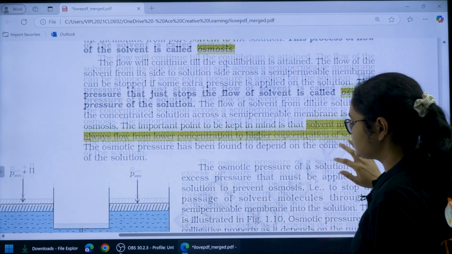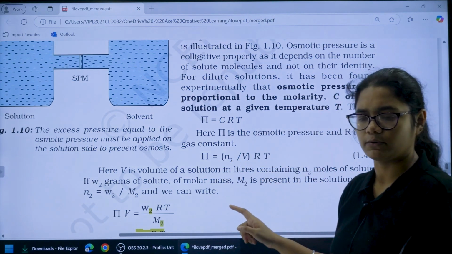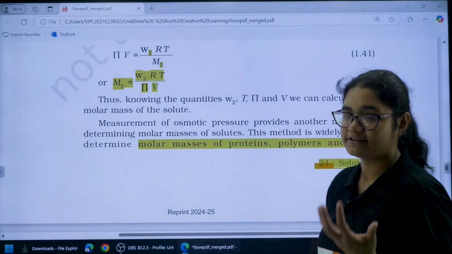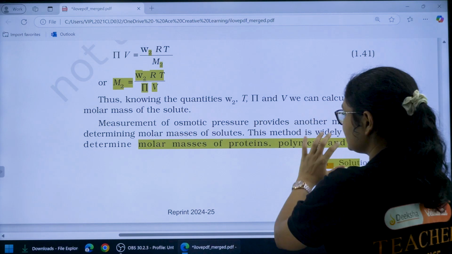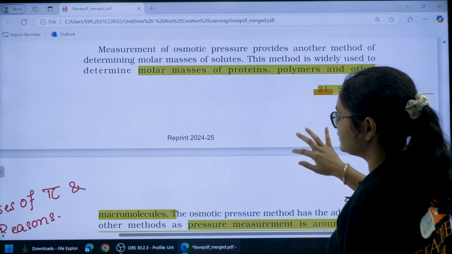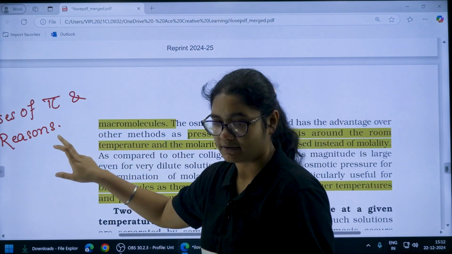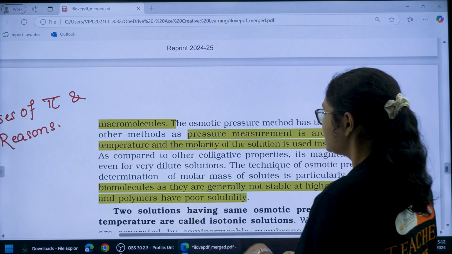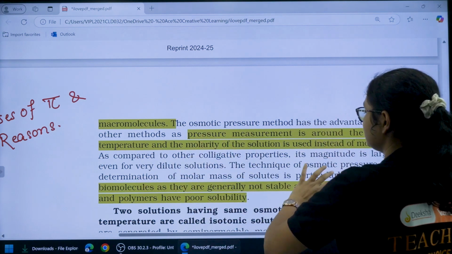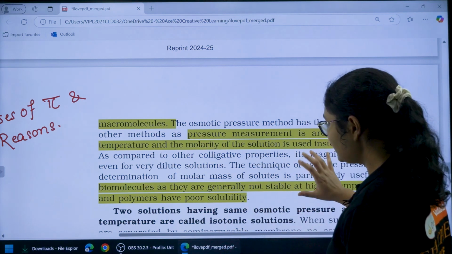Next, the formula of osmotic pressure, this you will be knowing because you have solved numericals from here. And next, what are the benefits and applications of osmotic pressure? It is used to determine the molar masses of proteins, polymers and other macromolecules. So these are the uses of pi, and the reason why osmotic pressure is used for this purpose is that the pressure measurement is around room temperature and the molarity of the solution is used instead of molality.